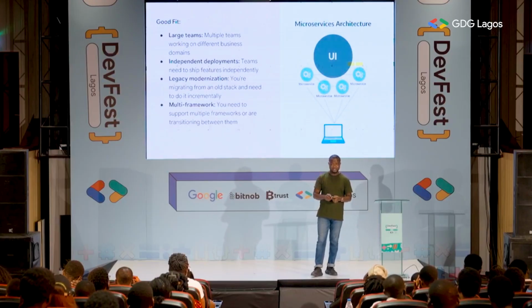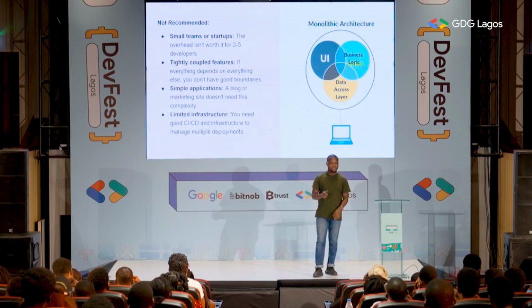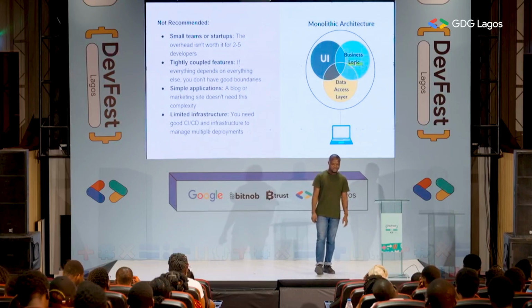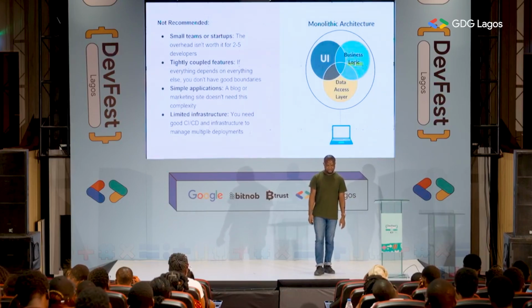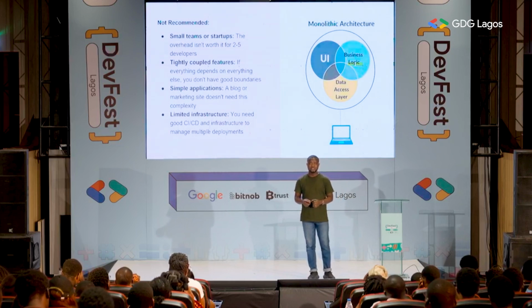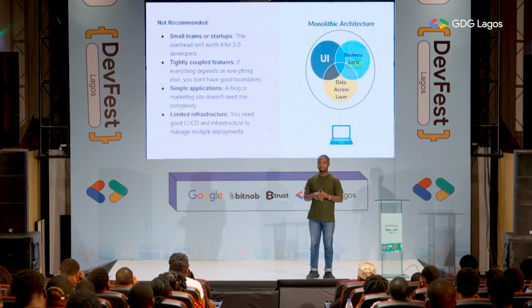We've talked about legacy code, right? So when is it not recommended? Small teams or startups, where you are a team of 4 or 5 and you say, okay, I have an idea. Also tightly coupled features, simple applications, and when you have limited infrastructure. These are some of the things you need to think about when you want to propose an idea like micro frontend: when it's good and when it's not good for your application.